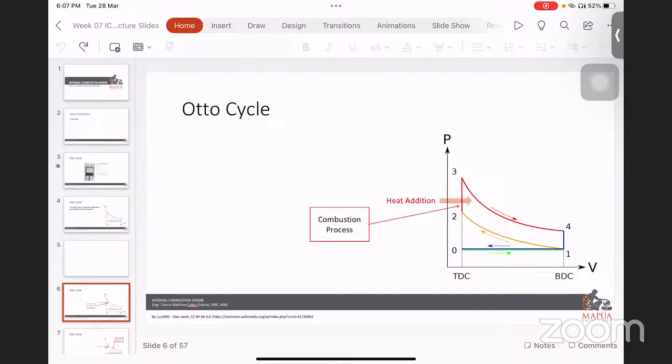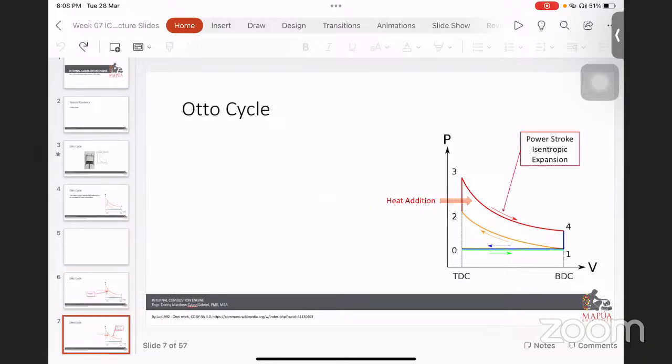Process 2 to 3, where the air and fuel mixture is compressed and spark is introduced, kaya meron tayong heat addition. This is where the combustion takes place at high pressure, low volume. So, pinipit mo na siya, pinompress mo na yung air and fuel mixture, and while it is compressed at high pressure, nag-introduce ka ng heat, which is yung spark. And with this heat, nagkaroon ka ngayon ng combustion process.